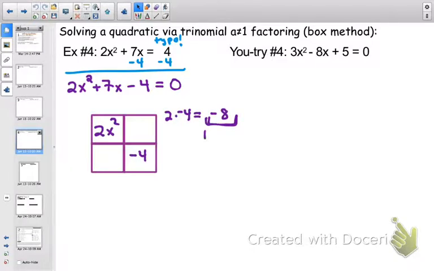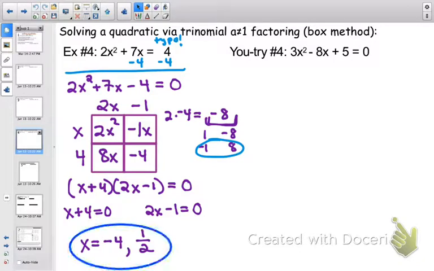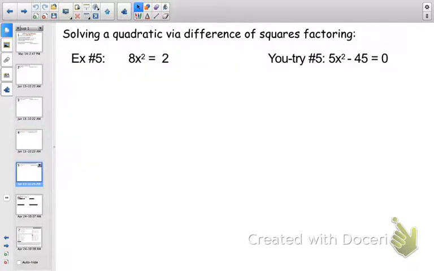And I'm going to go through this pretty quickly because we've already done it. Factor to the left, factor to the top, and then I have my factored form. X plus 4 times 2x minus 1 equals 0. Set each of those sets of parentheses equal to 0 and solve. So we get x equals negative 4 and positive 1/2. Go ahead and do the U-try.